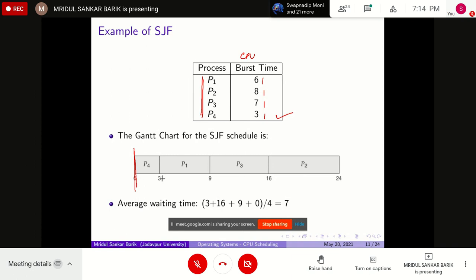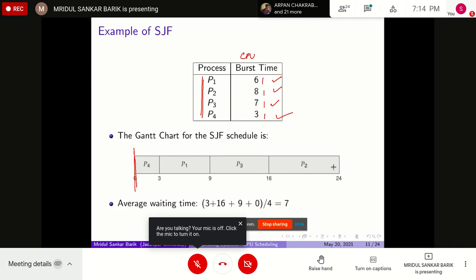Time 3. Then the next shortest is process P1 and it schedules it for 6 time minutes, so from 3 to 9. And the next shortest is process P3 for 7 time minutes from 9 to 16. Then process P2 for 8 time minutes from 16 to 24. So we have a total of 24 time minutes and the processes are scheduled in this manner.